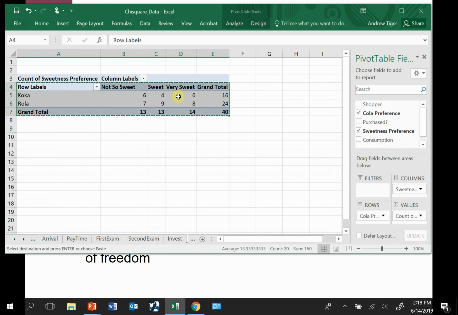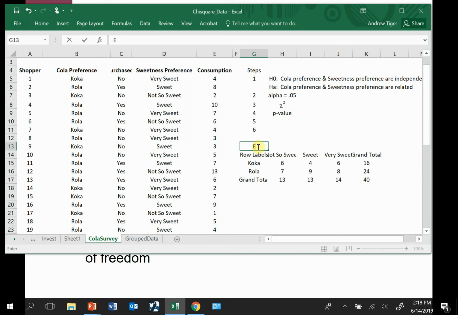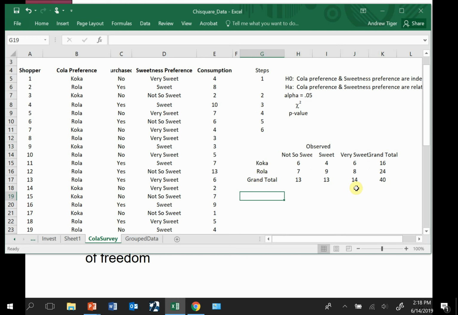So there's my data. I'm going to copy it, go back to my original, and put it here. This is what actually happened. This is what we observed to happen. The number of people out of the 40 who said they like this and then didn't prefer anything sweet were 6 people. The total number of people who preferred this were 16. The total number of people who preferred this was this. The total number of people who like things really sweet is this. So these are the totals of the sweetness. These are the totals of the cola preferences, and then these are the crosstabs, counting how many people like this and like this. And I want to know if these are related.